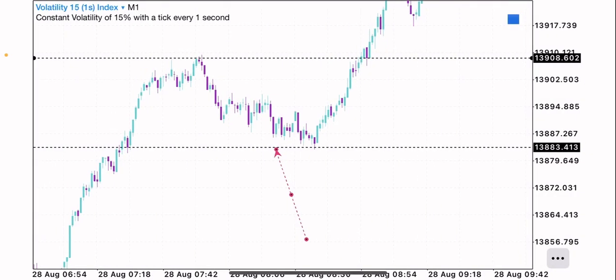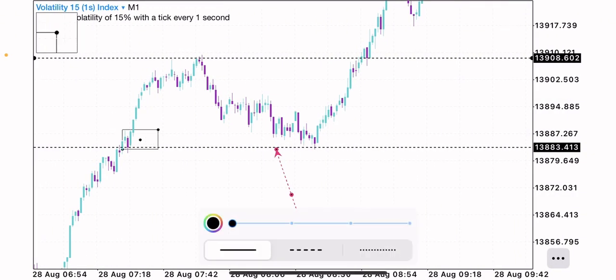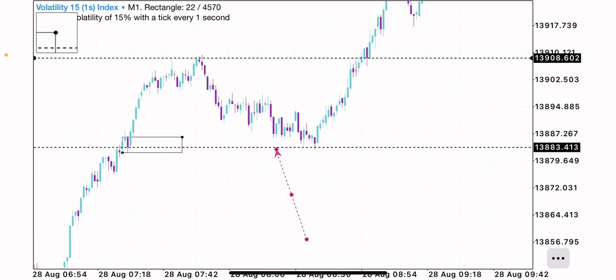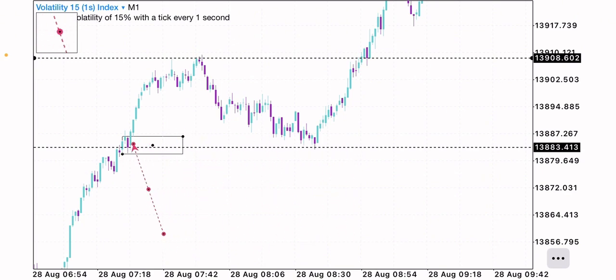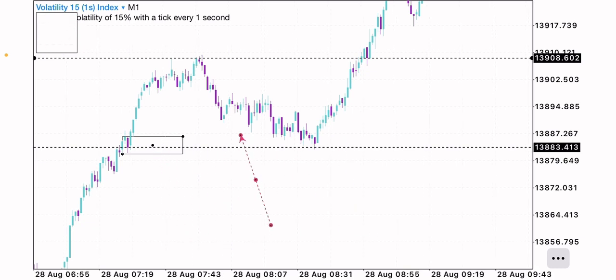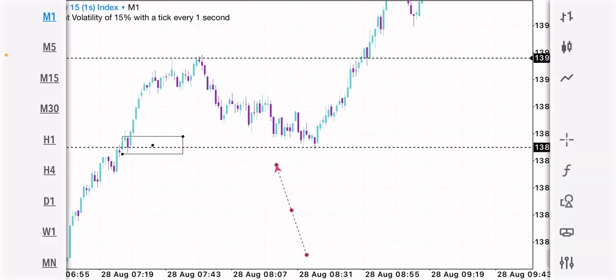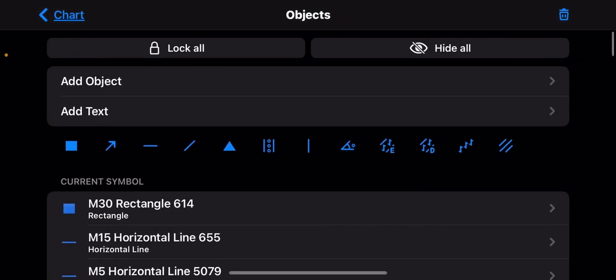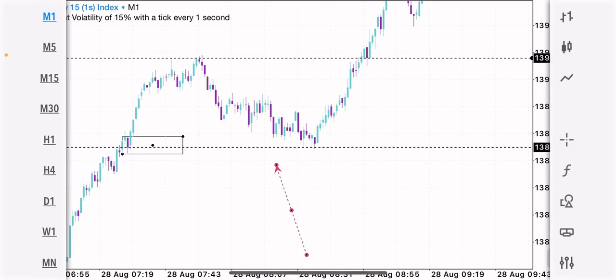So let me map out the order block for y'all. Okay, so yeah, that's the order block right there, and this is the first take profit. As always, when price gets to your first take profit, if you still intend to hold, you close some partial positions, and you move your stop loss to break even. So let's see.